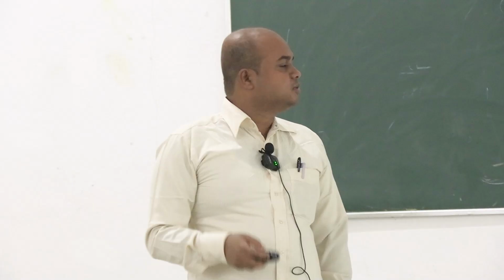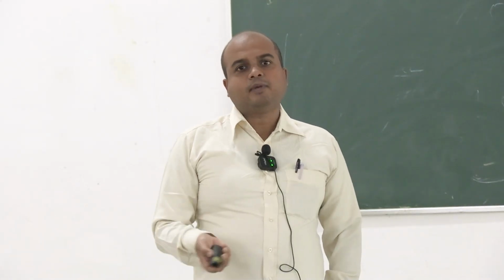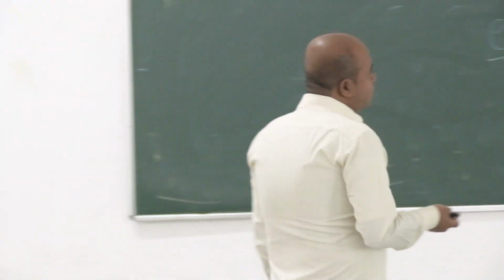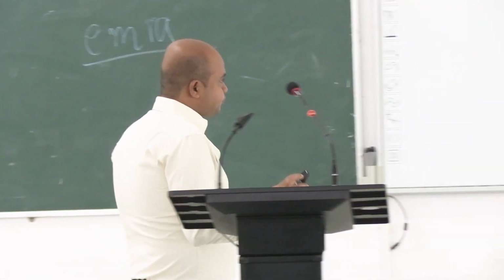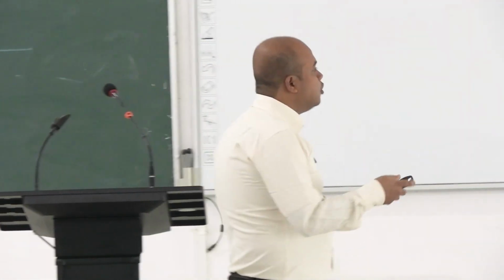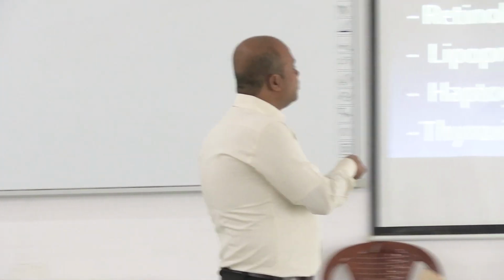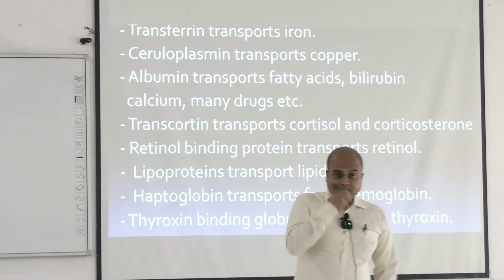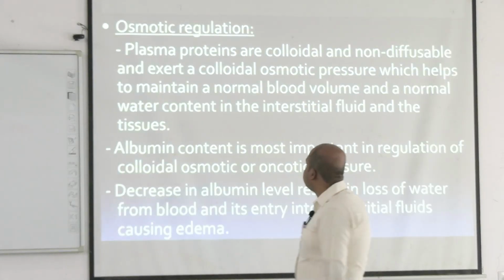Albumin is the major plasma protein, but 200 to 300 plasma proteins have been identified. You don't need to know the names of all; we will get through these names as we go on. For example, free hemoglobin is transported by something called haptoglobin. So these are the various types of plasma proteins.